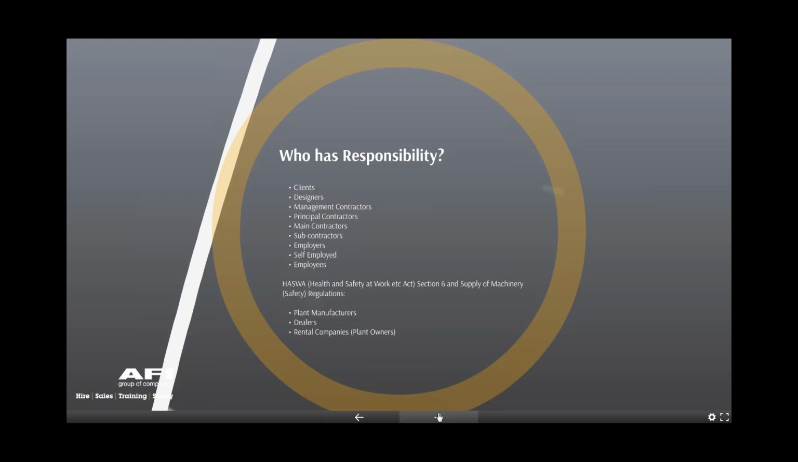And also, in addition, we have Section 6 of the Health and Safety at Work Act, the Supply of Machinery Regulations, which states that we have to give information to our customers. And this will include, keeping it to the topic today, the weight of the machine and the loads imposed by the machine on the ground in all possible configurations. We'll go through those possible configurations a wee bit later on.